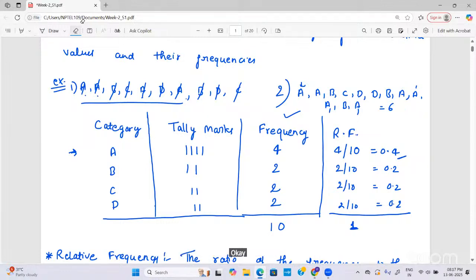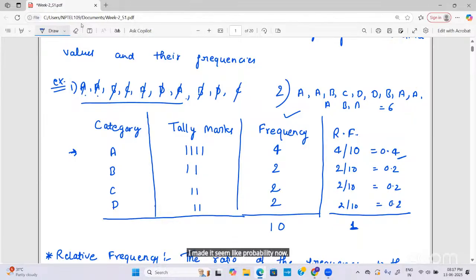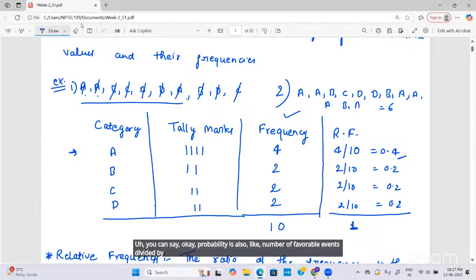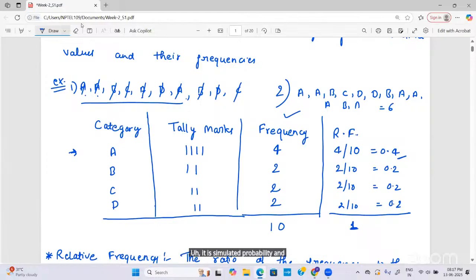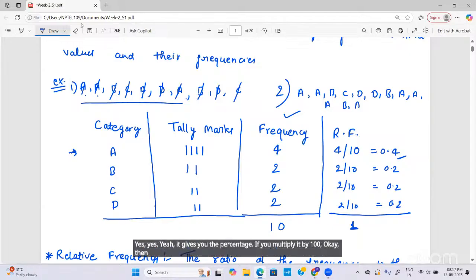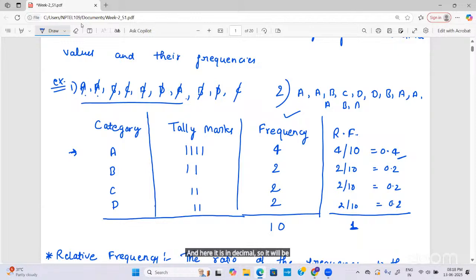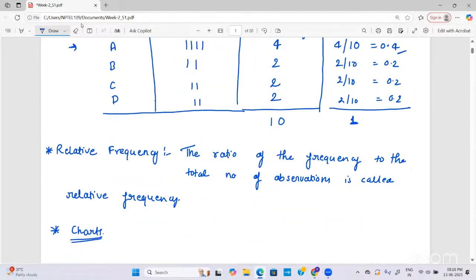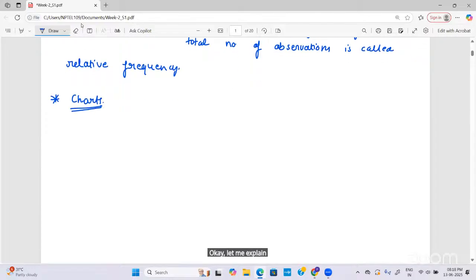Ma'am, is it the same as probability? You can say probability is also the number of favorable events divided by the total number of outcomes. It is the same like probability and percentage too. Yes, it gives you the percentage if you multiply probability by 100. And here it is in decimal, so it will represent the proportion, and it will always be between 0 and 1. Okay, let me explain the charts and all, and then you will see.